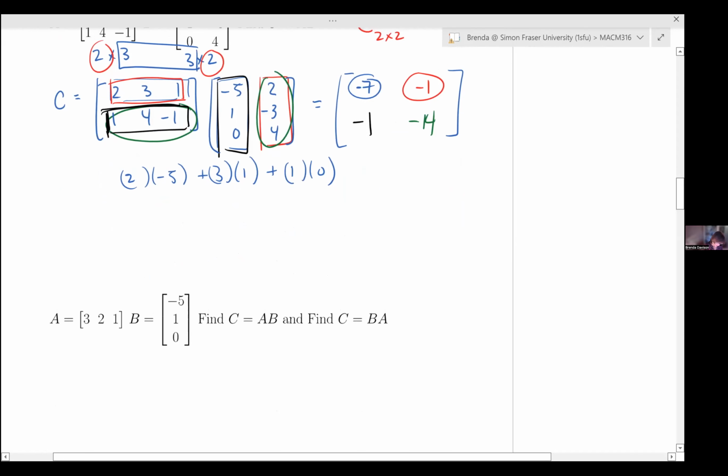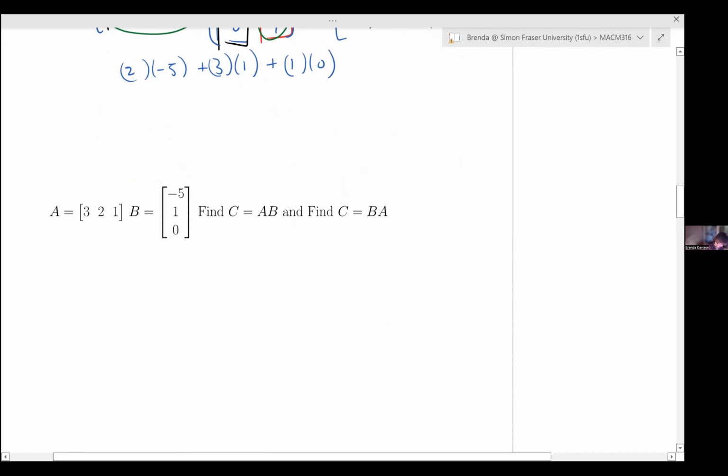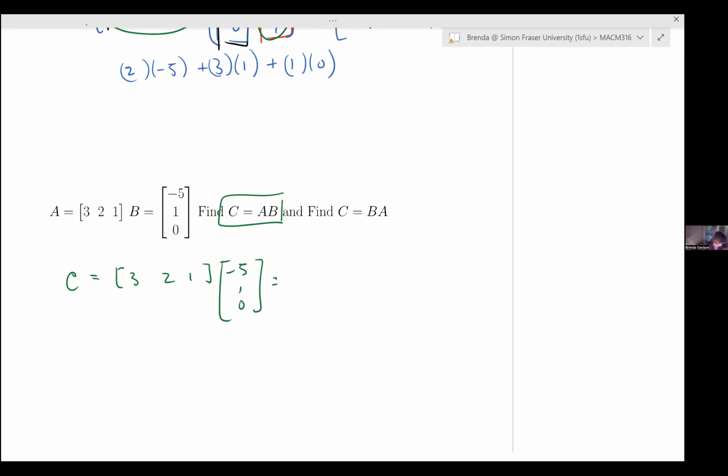Okay, here, let's do a couple more examples. Let's take C, A times B, and A is 3, 2, 1. B is -5, 1, 0. And do the multiplication. Well, I'm going to check the sizes. 1 by 3, 1 row, 3 columns, 3 rows, 1 column. These guys match. I'm expecting a 1 by 1 matrix. And indeed, that's what I get. And the number here is -13.